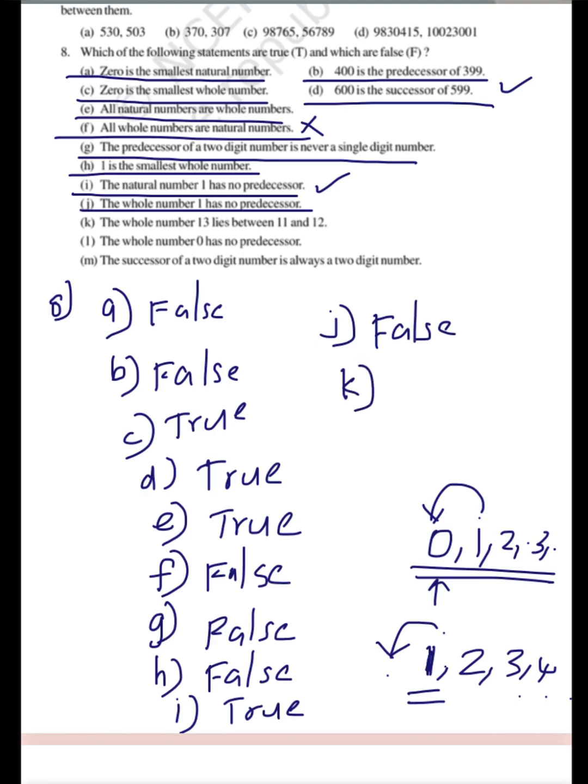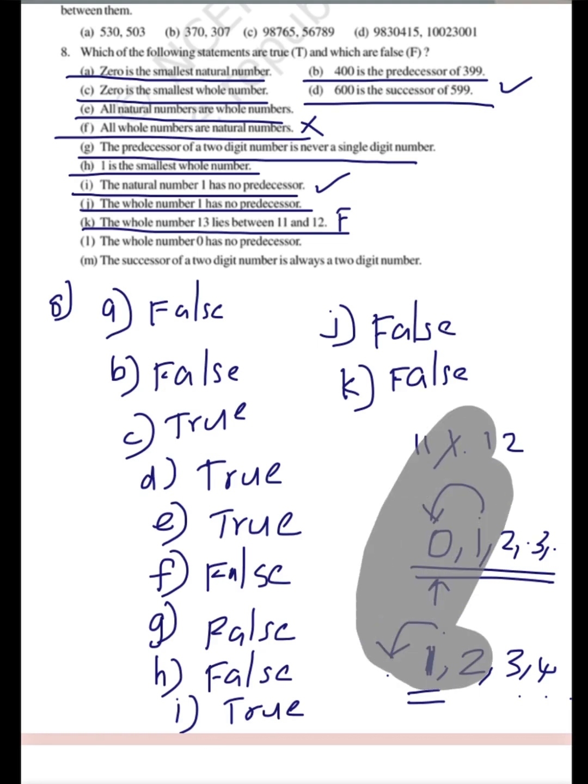Now K. What is K? Whole number 13 lies between 11 and 12. Is it correct? Is there any whole number between 11 and 12? No, there is no whole number between 11 and 12. So this statement is false. Statement K is false.